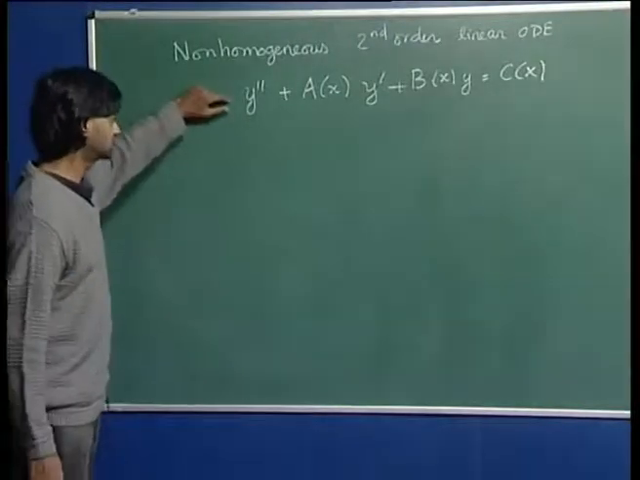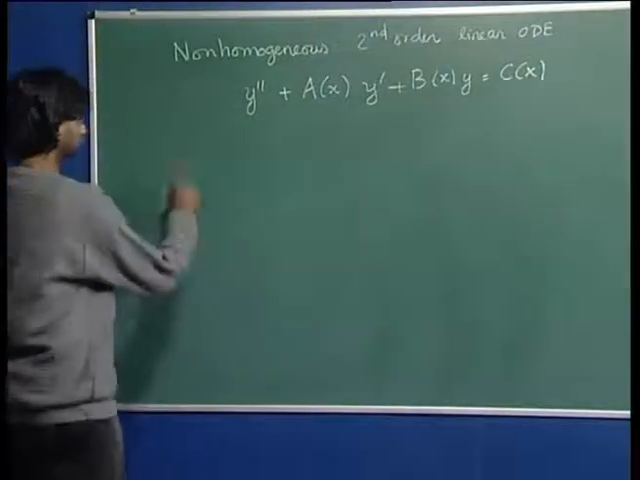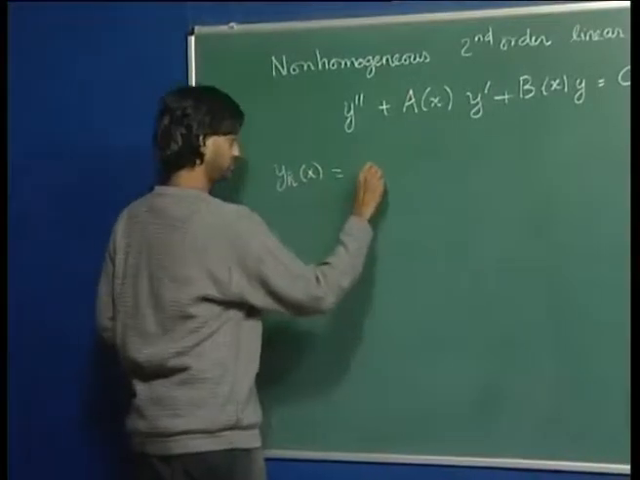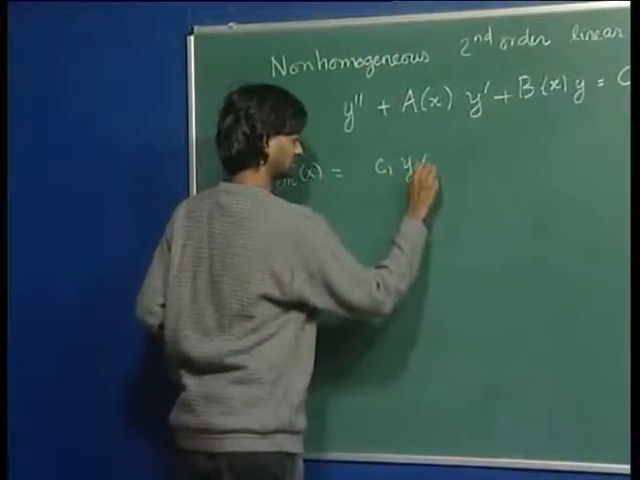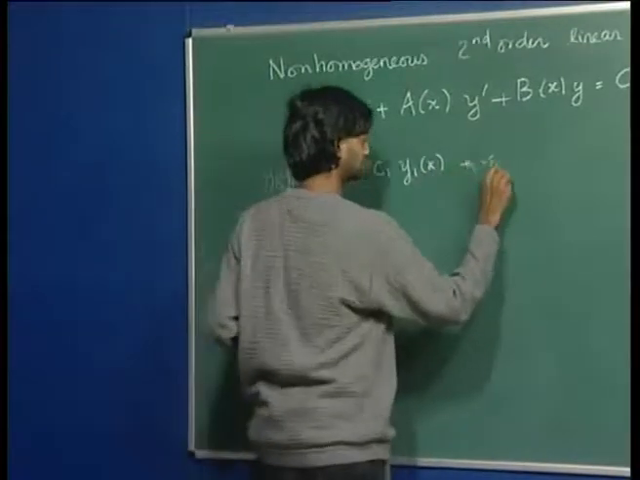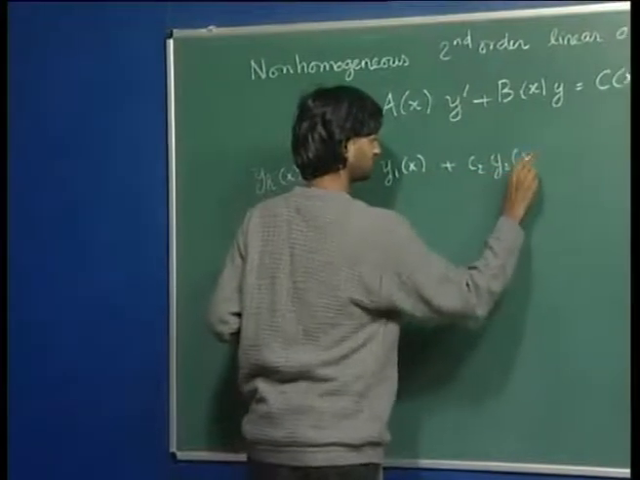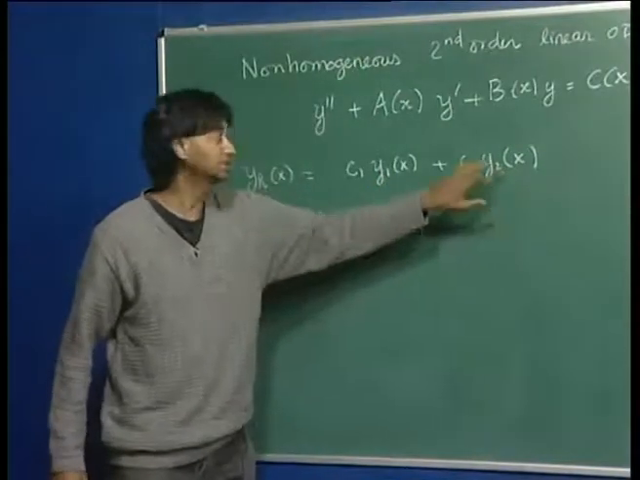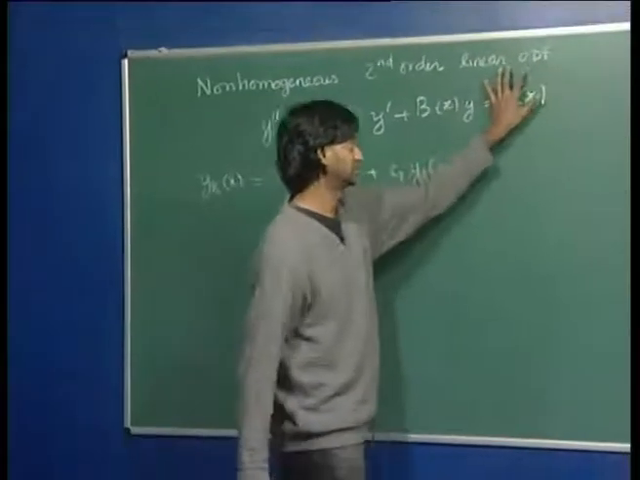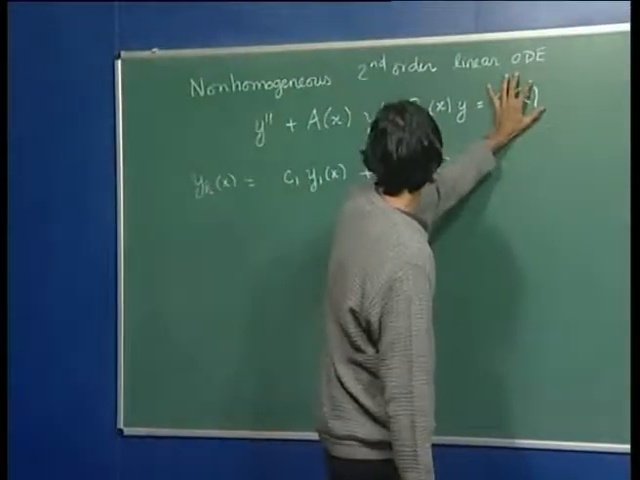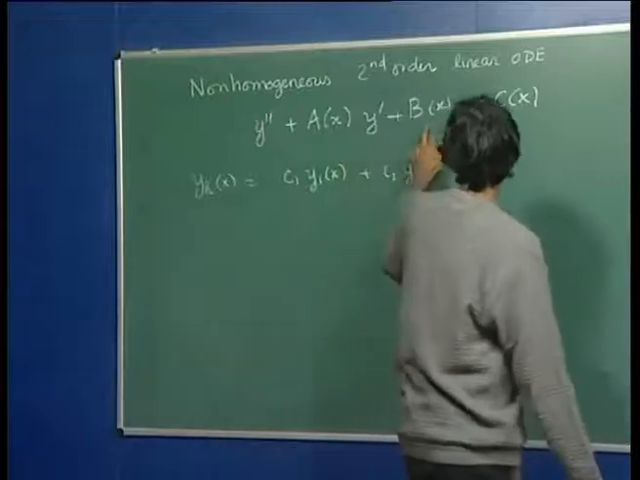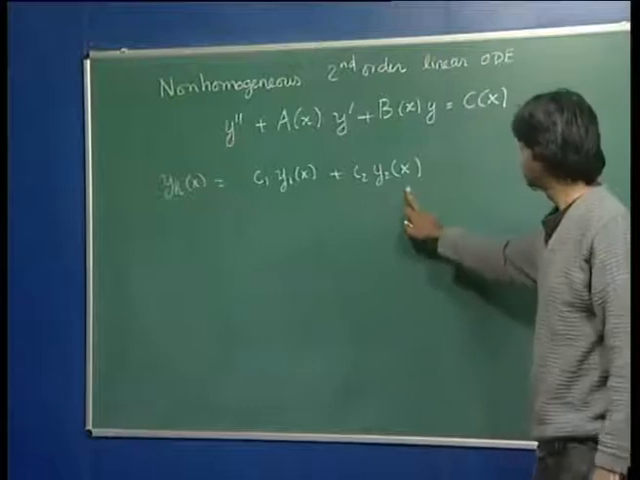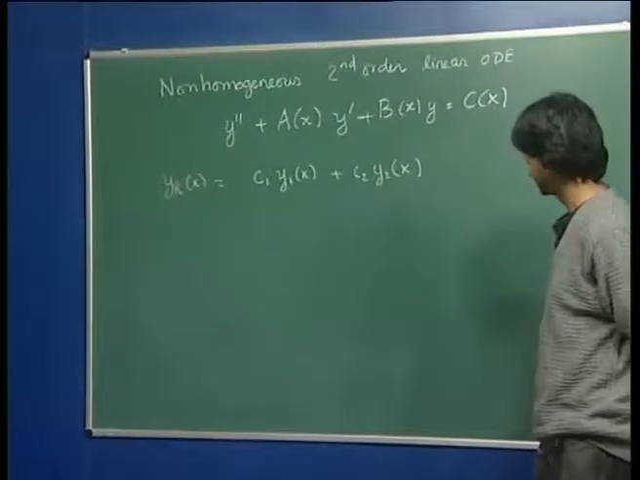Now, if you had such an ODE, suppose you knew y h of x is equal to c 1 y 1 of x plus c 2 y 2 of x. In other words, y 1 of x and y 2 of x are the basis solutions of the homogeneous equation. The homogeneous equation is y double prime plus a x y prime plus b x y equal to 0. So, for the homogeneous equation y 1 and y 2 are two linearly independent solutions.